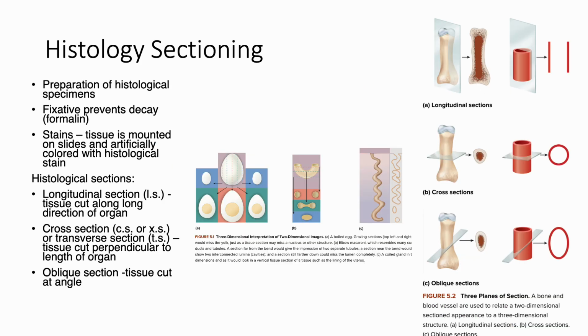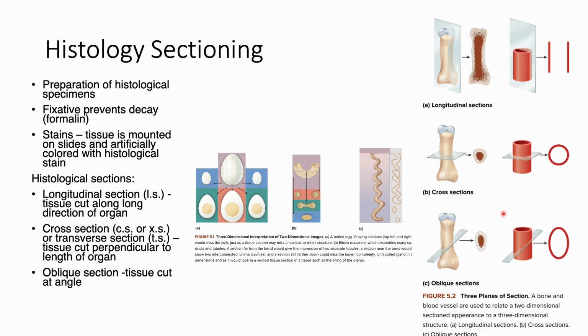Whenever you are in lab, you will see different slides. On those slides, you'll see CS or LS. What does that mean? Those are the different histological sections that were taken. Say you're taking a look at this blood vessel. If you cut it in the longitudinal section, it would look like this on the slide. That same vessel, if you cut it in the cross section, it would look like this on the slide.